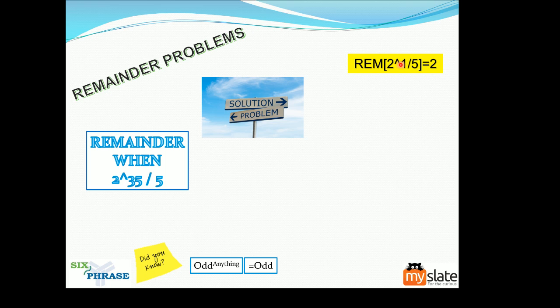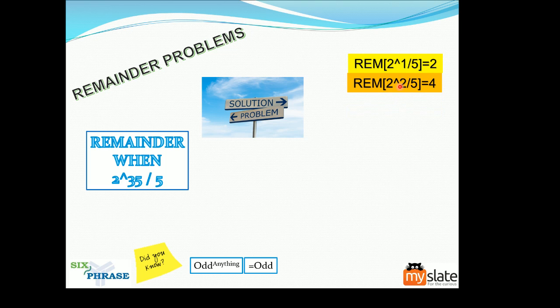Okay, so you get a remainder which is equal to the dividend. So you can see this 2 and this 2 will be equal, because the dividend, which is 2, is less than the divisor. Okay, so the remainder of 2 power 1 divided by 5 is 2. Now the remainder of 2 square divided by 5.